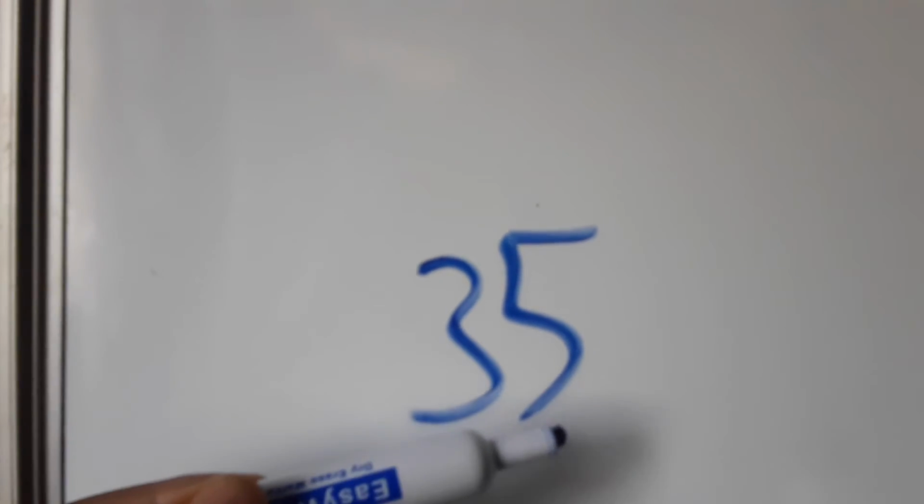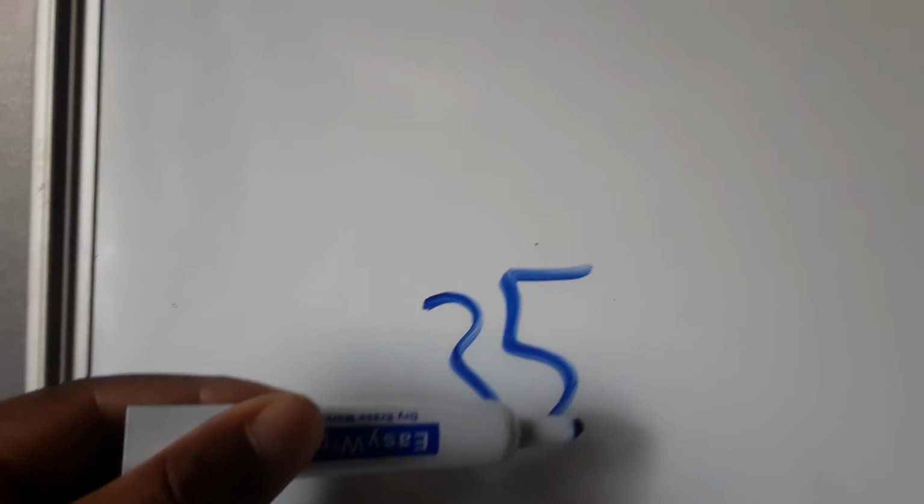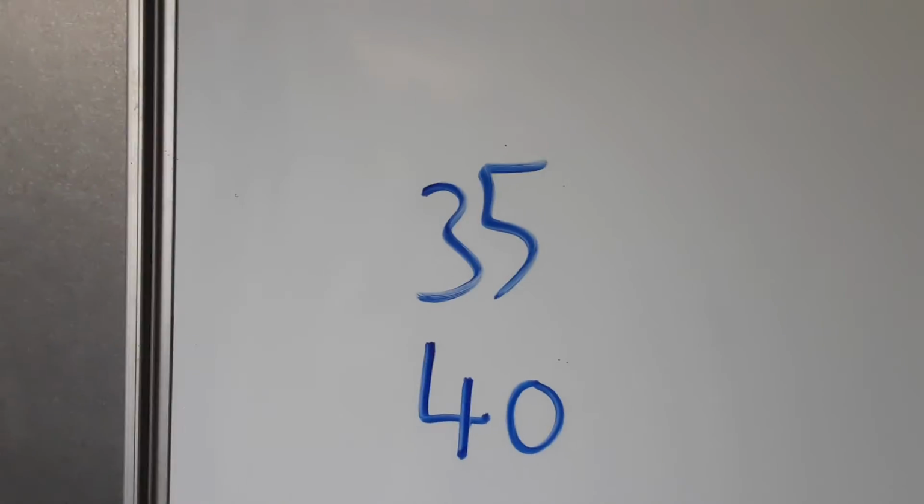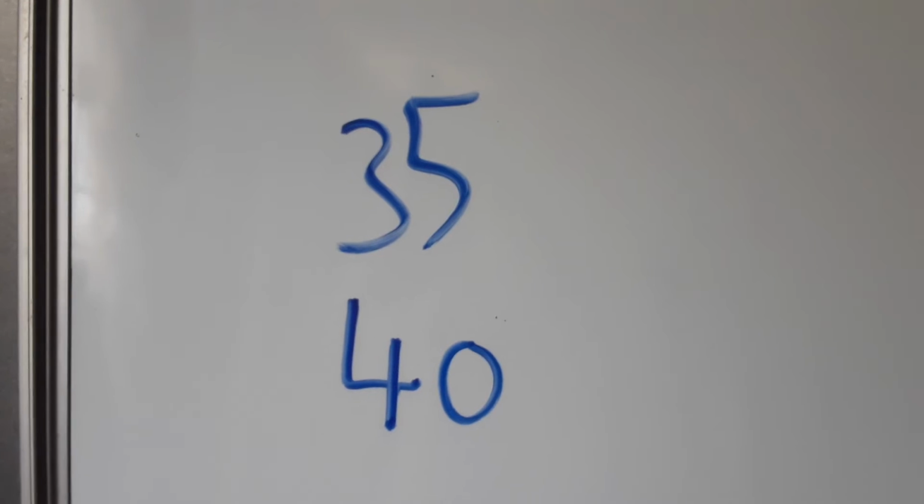So okay, here it is 5. So 5, it's what? It's greater than 4. Then we'll move up, our answer is going to be 40 if we are rounding it off to the nearest 10.